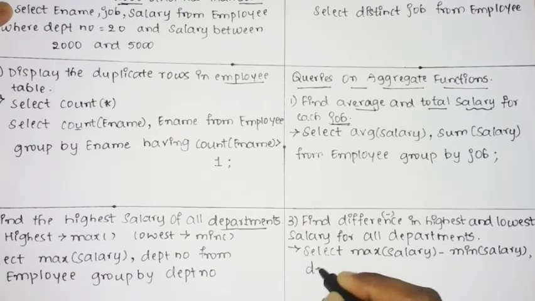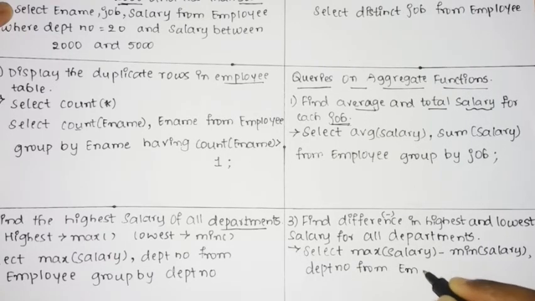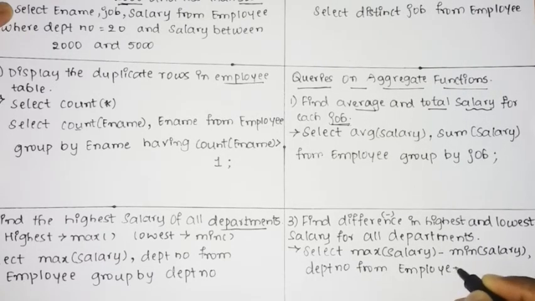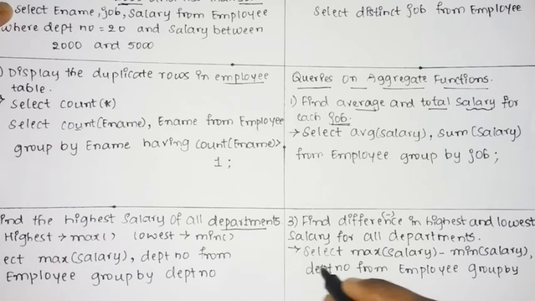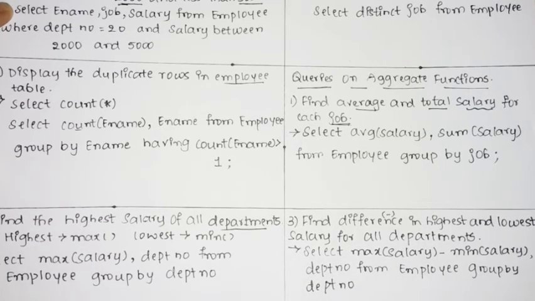So comma, department number from the employee, then after that group by department number. So this is how you are going to find the difference between the highest as well as the lowest salary.